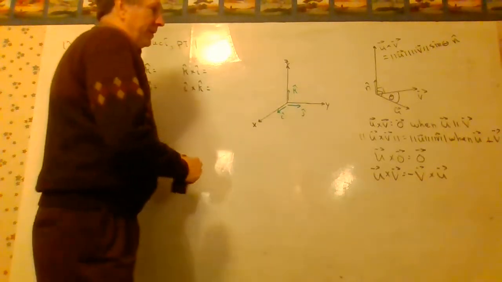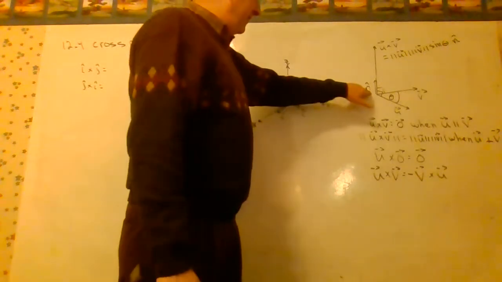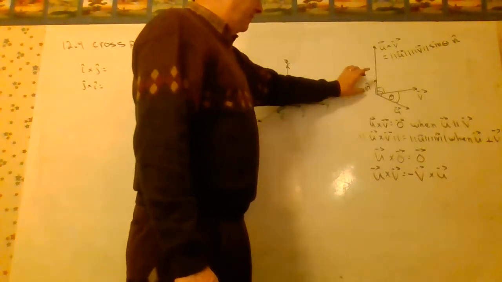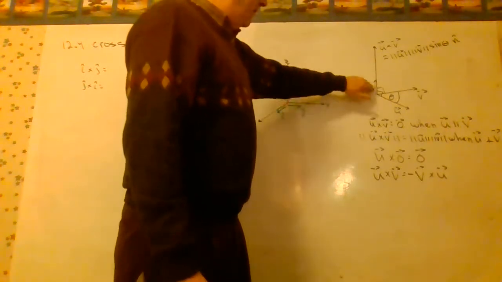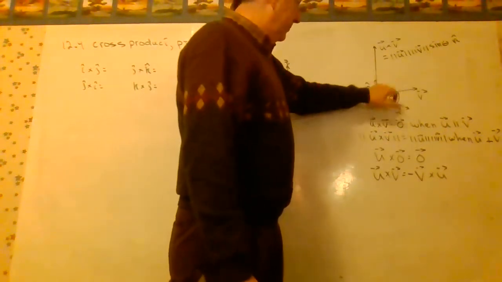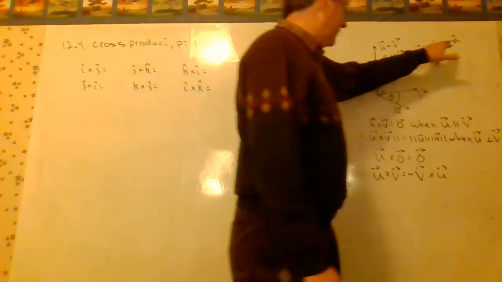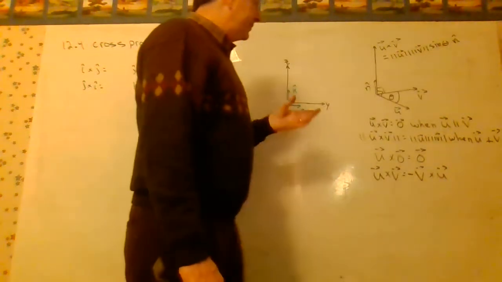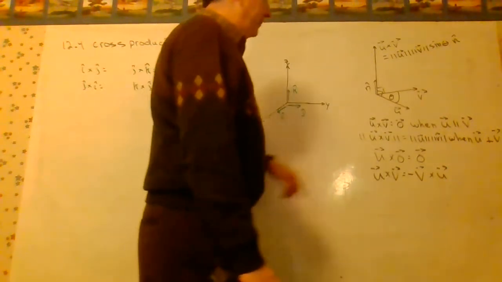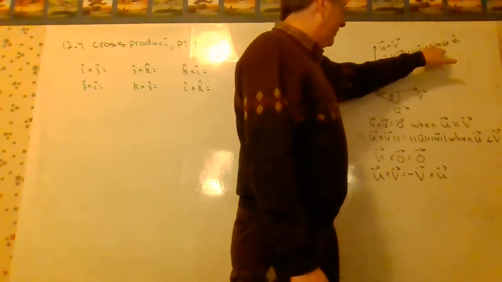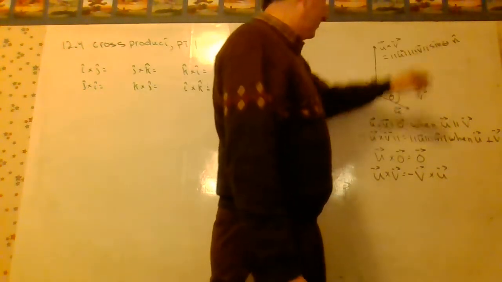Now, you can specify direction with this n as a unit normal vector. It's a vector of length 1, that's mutually perpendicular to both u and v. And we put that on the end. And then the magnitude of the vector, it turns out, is just the magnitude of u, the magnitude of v, sine theta. That defines how long it is.